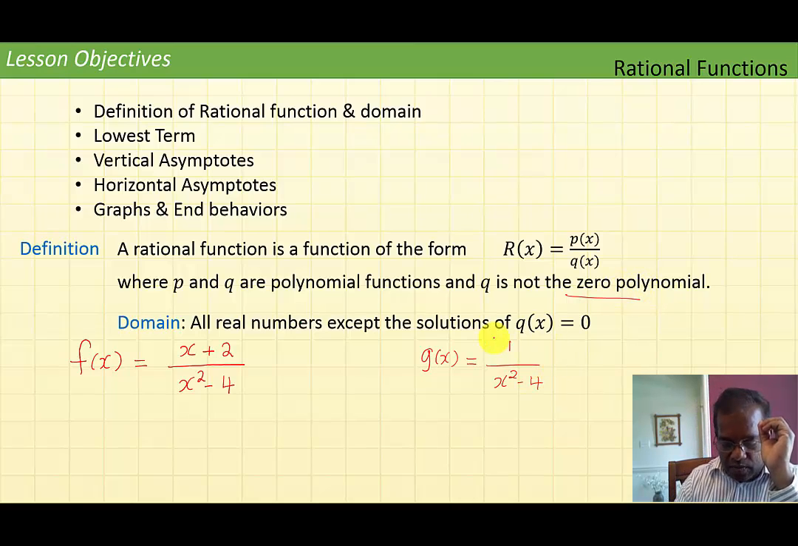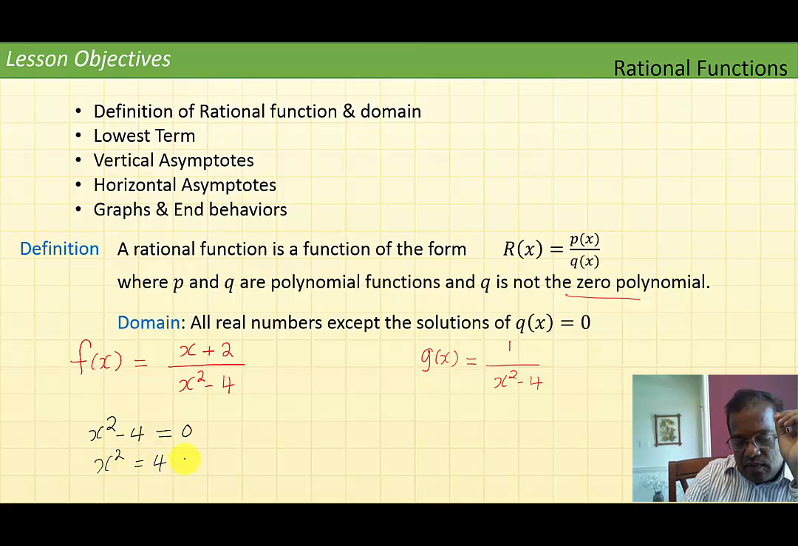Now let's look at the domain. So to find the domain, first we need to solve the denominator equal to 0. So if you solve x squared minus 4 equal to 0, we can do two ways. We can factor it or use the square root method. So if I use square root method, x squared equal to 4 gives you x equal to plus or minus square root of 4, which is 2.